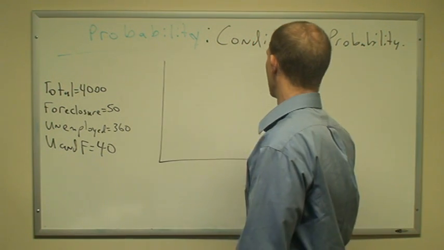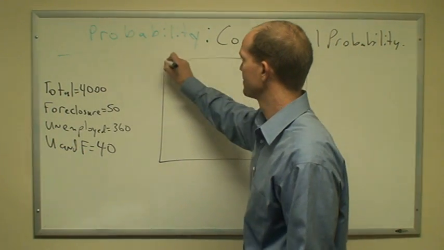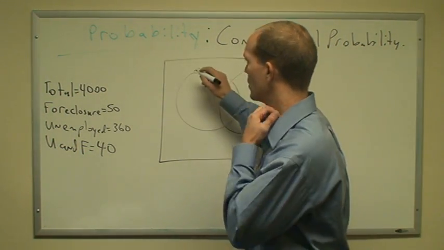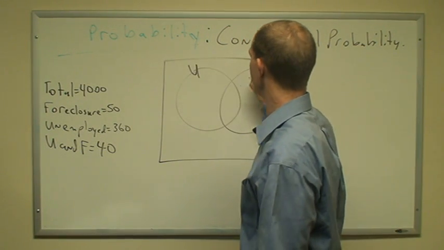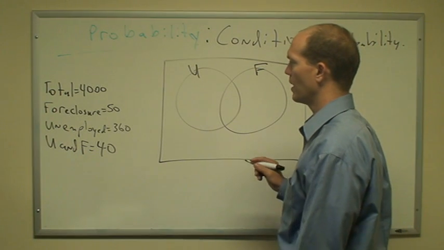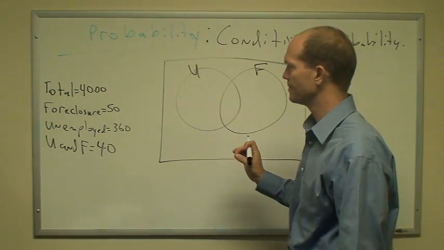First, let's make a Venn diagram of what's going on in this situation. So we have two main groups out of this total. We have the unemployed. We also have the foreclosed. Now we want to take this information and put it together on a chart.